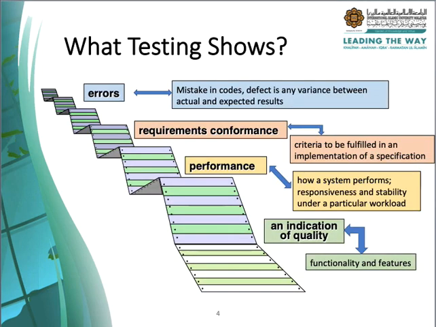So when you test the software, what will the results of the test show? There are four things. First, the result from the testing will show the errors. Second, requirement conformance. The third one is the performance, and the fourth is the indication of quality. So what are errors? Errors are actually mistakes in the code. Okay, they are defects, any variance between actual and expected results. Errors are things you made unintentionally, unknowingly. So we have to find the errors.